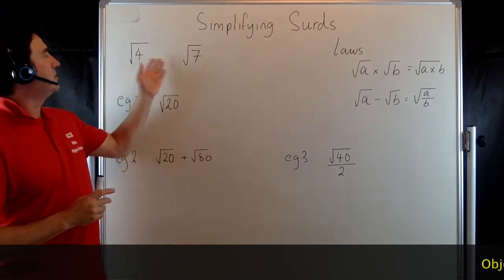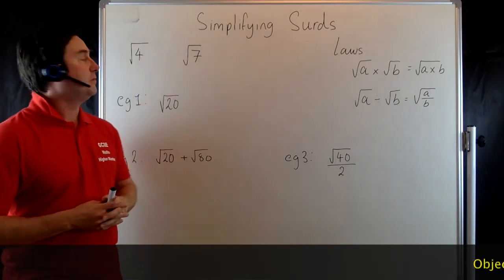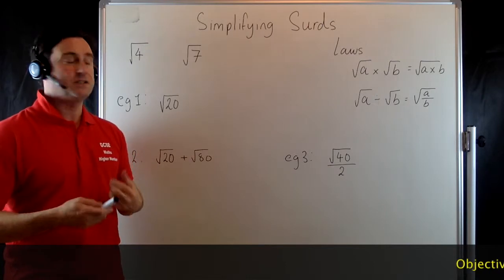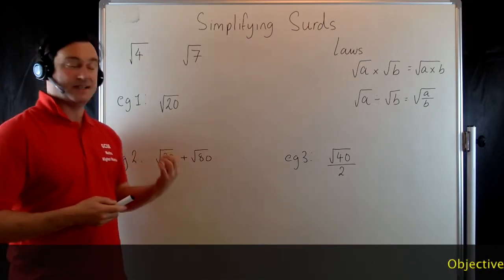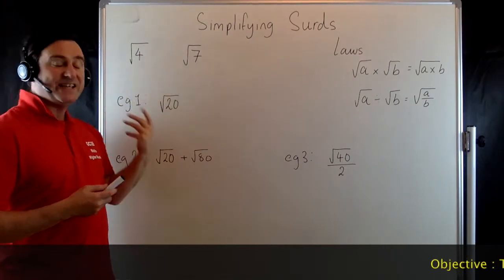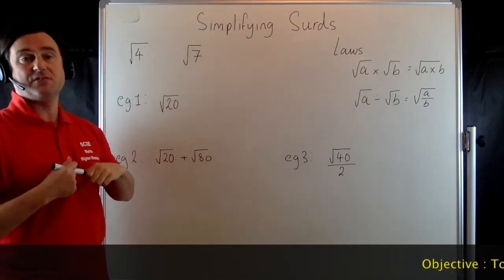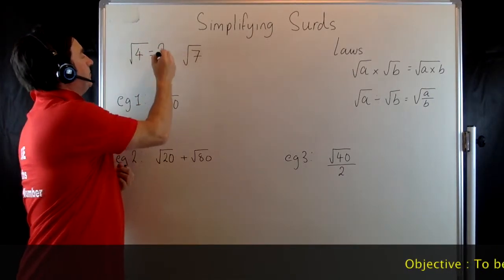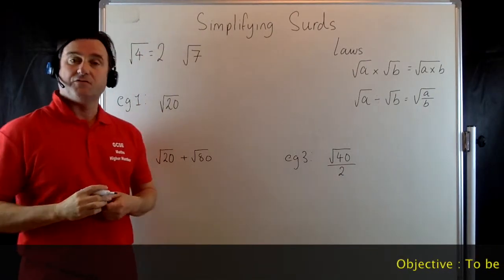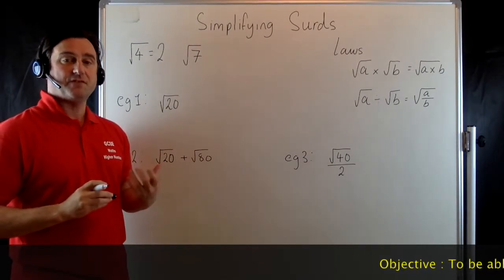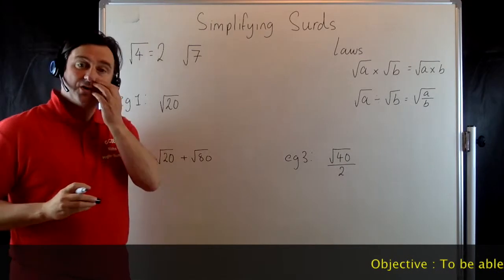If we look at these two square roots up here, we've got root 4 and we've got root 7. Now all a surd is, is a number that could not be written exactly as anything but its square root. So root 4 isn't a surd because we can actually rationalise that. Root 4 can be worked out. Root 4 is 2.